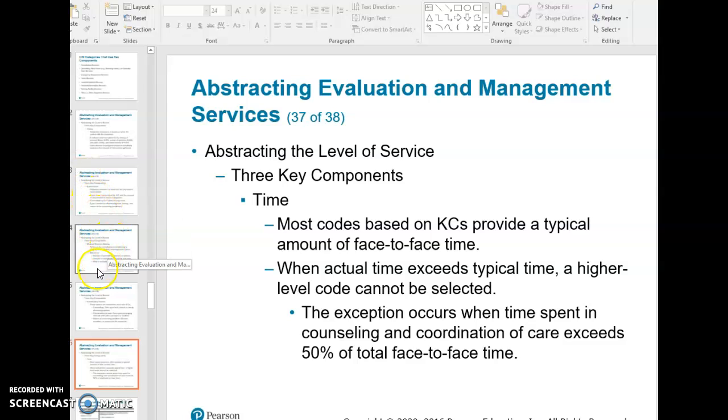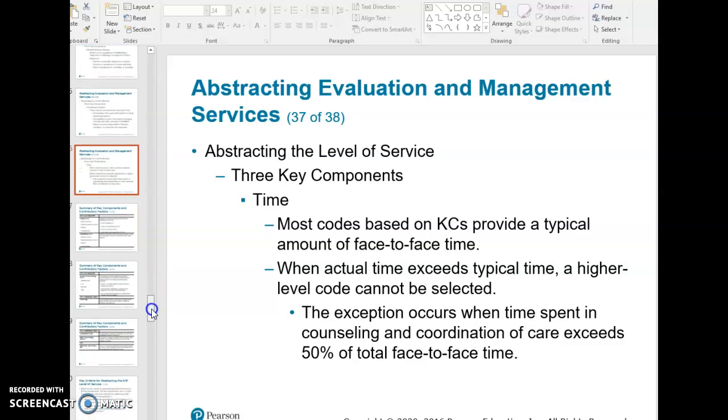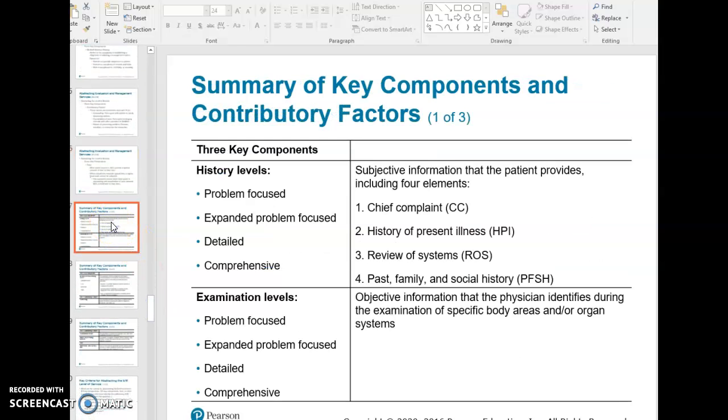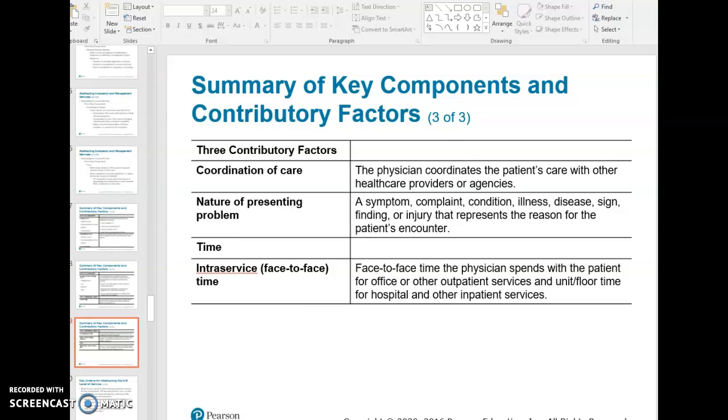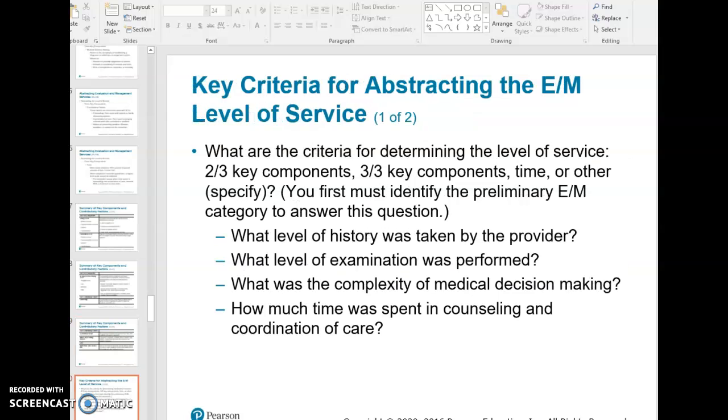So here's an example, and again, go through these slides slowly so that you have plenty of time to digest them. And then look at this particular slide, the summary of key components and contributory factors to help you decide. And this may be a little easier for you than the ones that I gave you. But I'm going to skip to the levels, which is going to up the code.